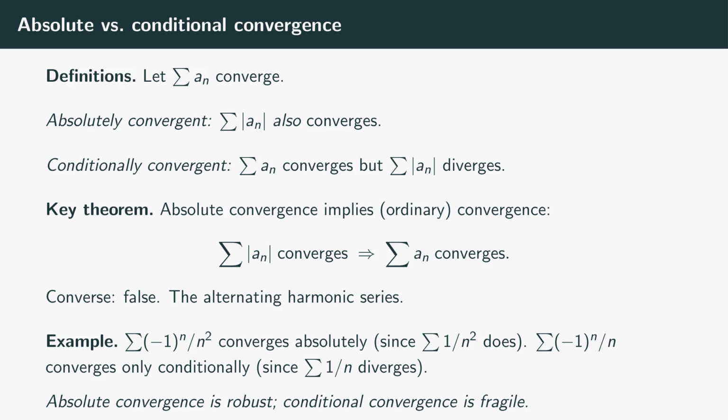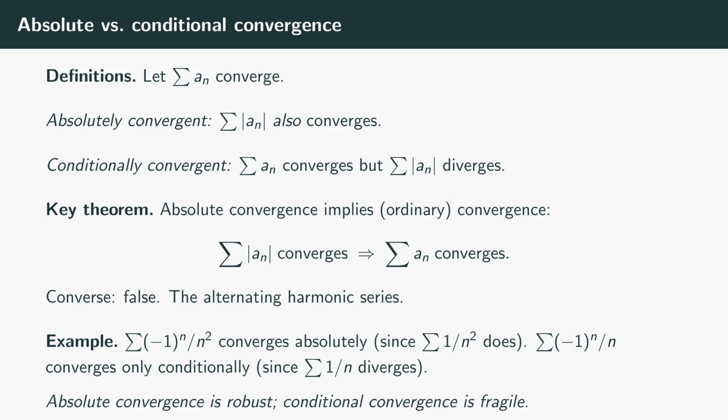Key theorem: absolute convergence implies ordinary convergence. If the sum of the absolute value of a sub n converges, so does the sum of a sub n. You don't need the signs to save you. The converse is false. The alternating harmonic series, the sum of (-1)^(n-1) over n, converges, but the sum of 1 over n diverges. So that's conditional convergence. The signs are doing all the work.